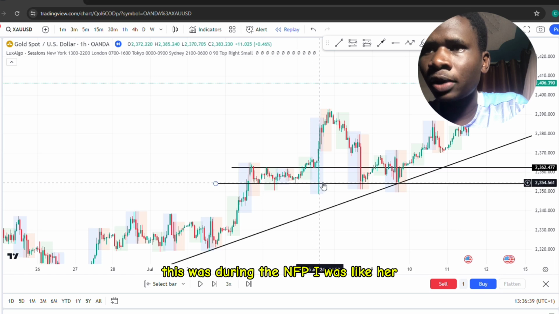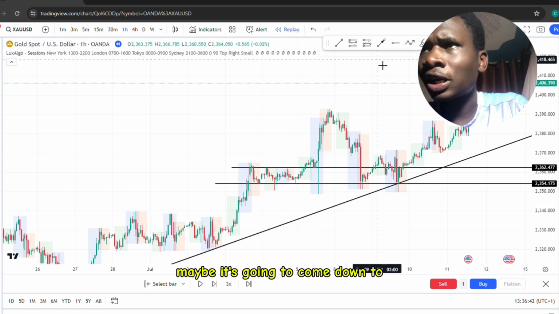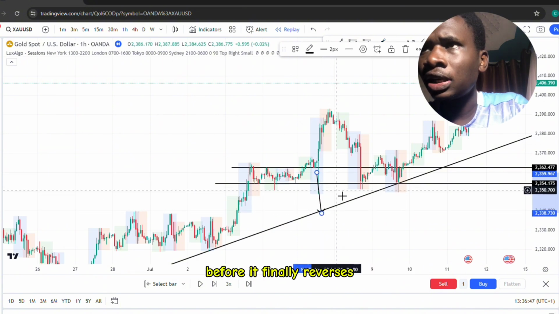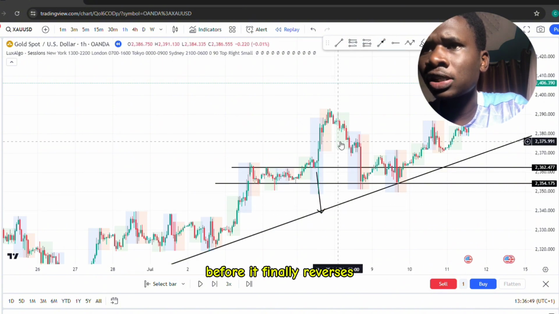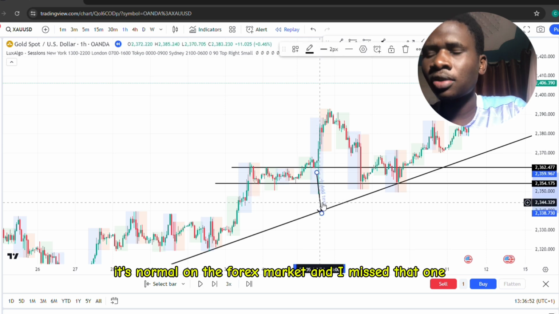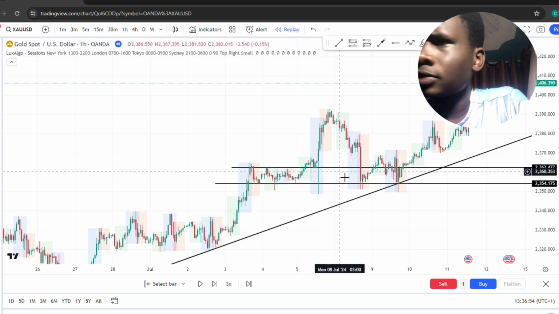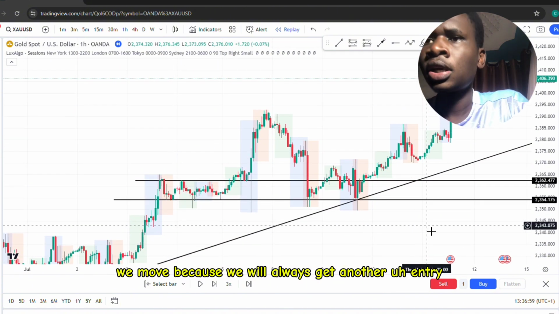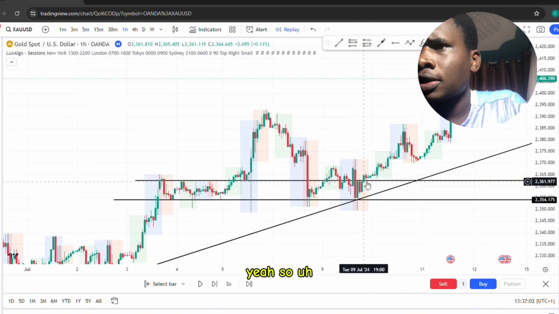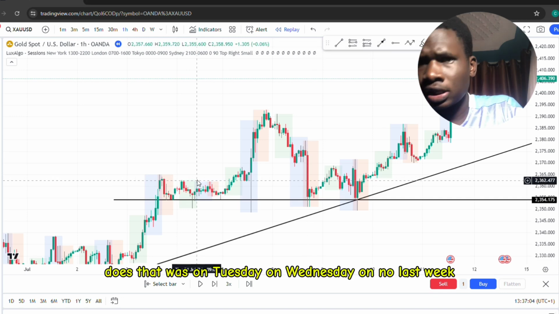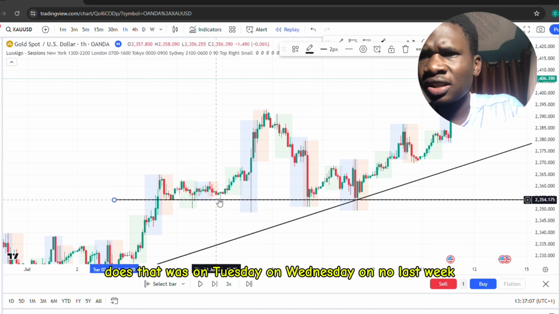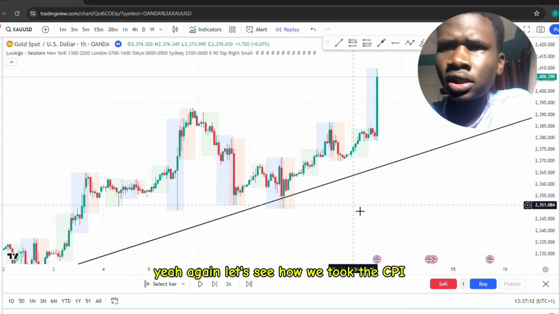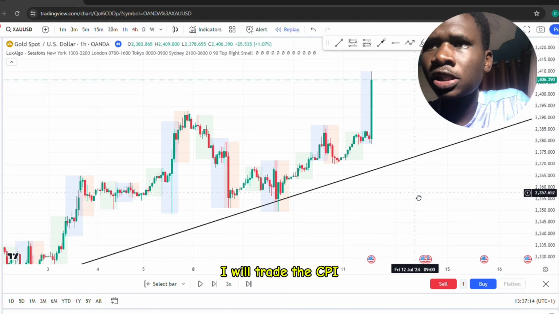This was during the NFP. I was like, maybe it's going to come down to this trend line before it finally reverses. But I was wrong. It's normal on the forex market, and I missed that one. It's okay, we move because we will always get another entry. Yeah, so that was on Tuesday, on Wednesday last week. Yeah, so we are here again. Let's see how we took the CPI, how we traded the CPI.